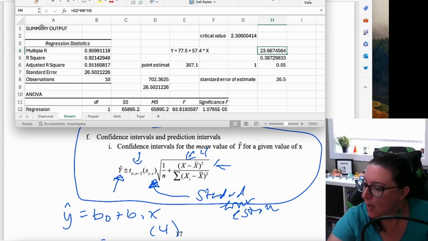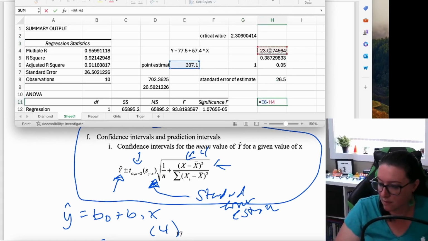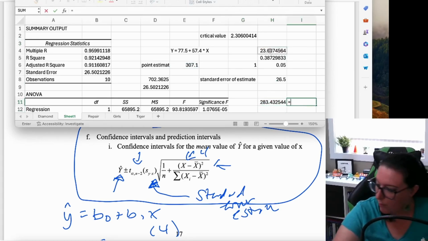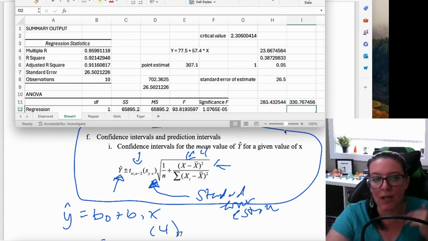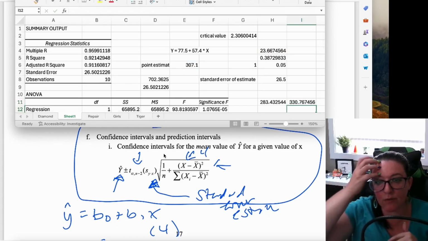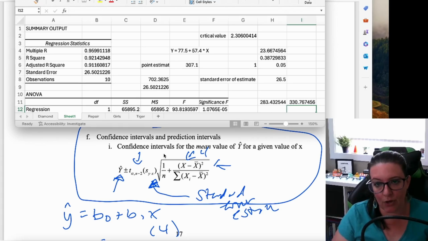I get 23.67. And then I'm going to take my point estimate and figure out where I'm going to put this. Equals point estimate minus that, and point estimate plus that. Okay, so what is this saying here? This is saying I've created a confidence interval for those with 4-year-old Spartas. Their cost is going to be between 283 and 330.